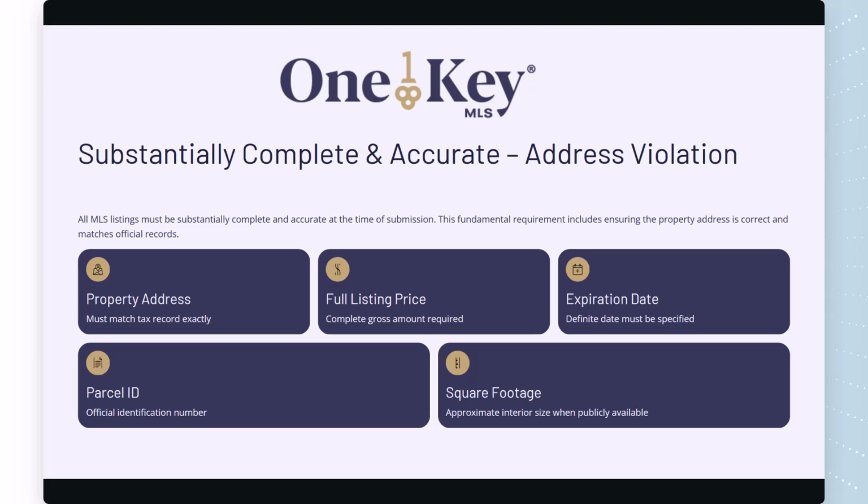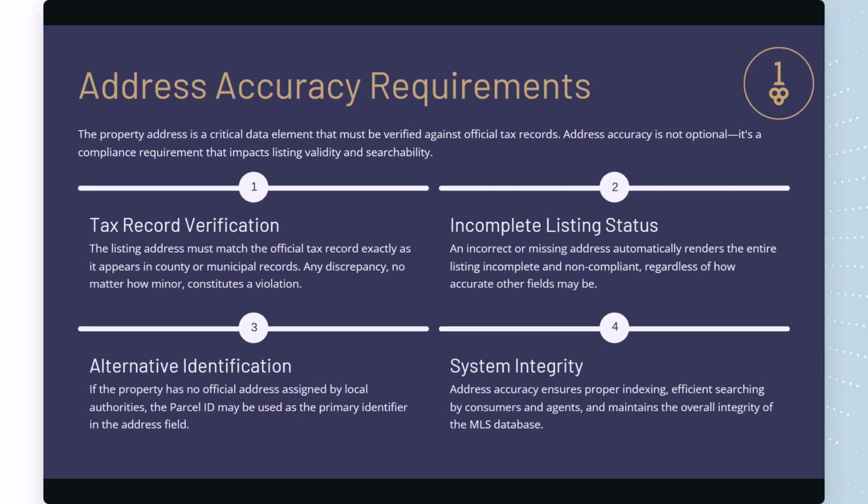Fourth, the parcel ID or official identification number must be included. Finally, where publicly available, you must provide the approximate interior square footage of the property. Together, these fields form the foundation of a compliant listing in the MLS. What we're going to talk about is this address violation. Let's look more closely at the requirements.